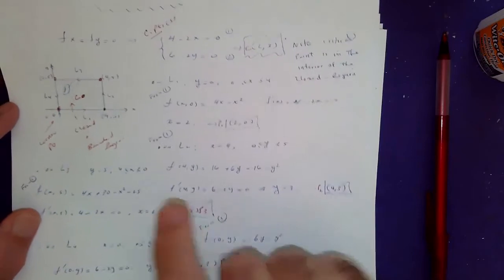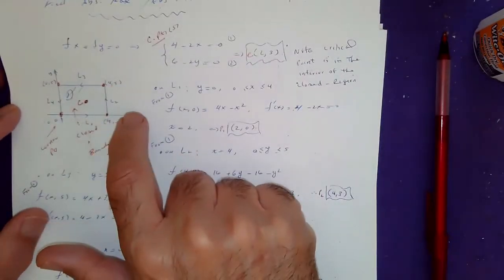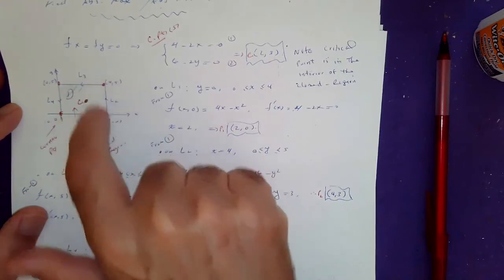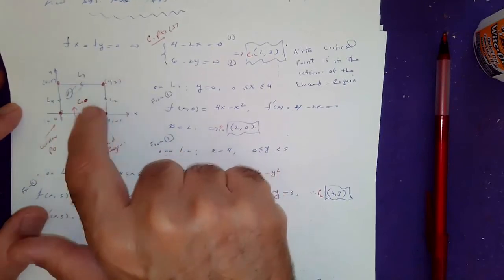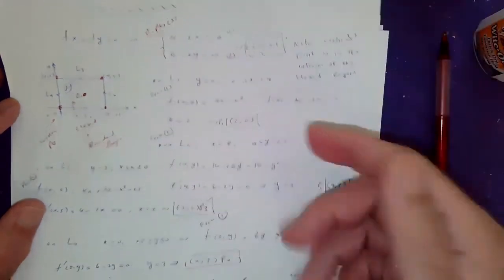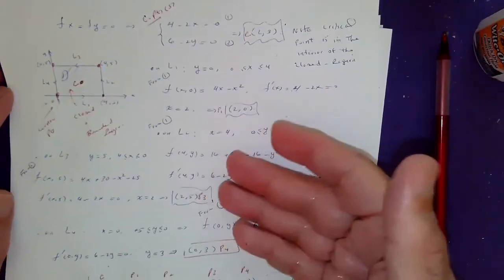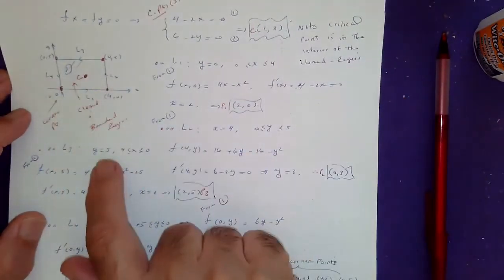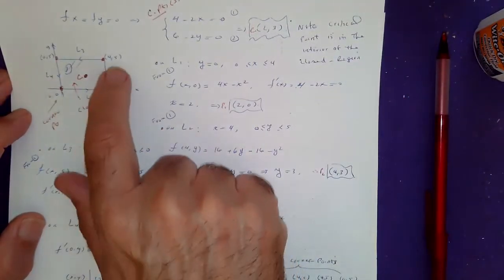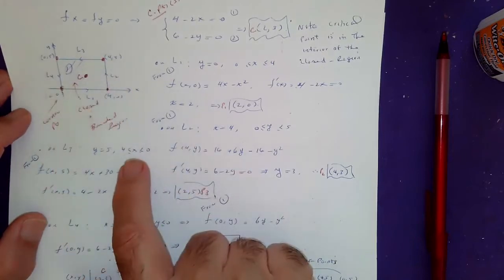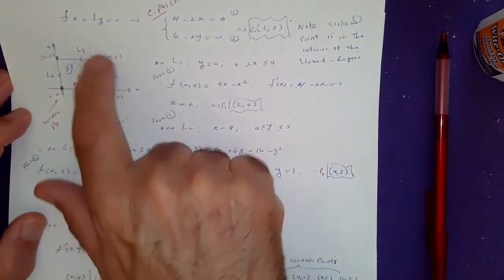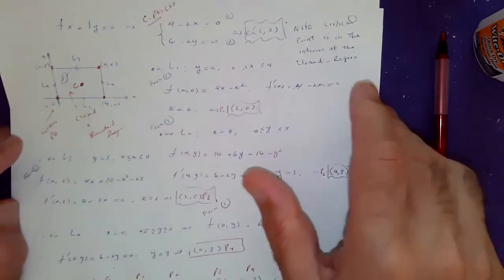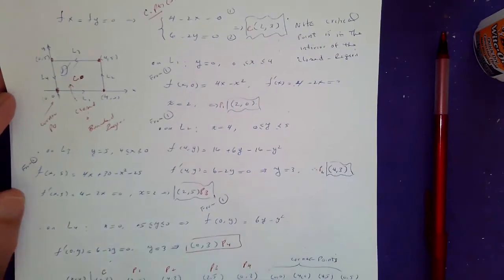Because sometimes the absolute max either happens in the interior, or on the boundaries, or on the corner points. You don't know, so you have to take care of all the possible scenarios. On L3, y is equal to 5, but x goes from 4 to 0. Notice the way I wrote it. x goes from 4 to 0 because this kind of direction is going to matter to us later on when we hit chapter 16.